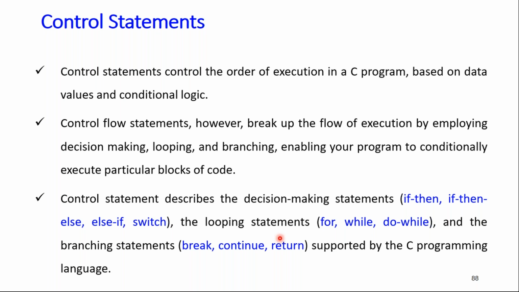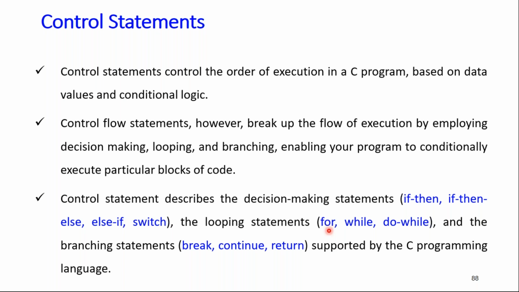The looping statements are also there, and they are different from control statements. Why? Because it is not going to control the statement. It is going to repeat the statement for n number of times. This is what we just saw for the for loop: for (i = 0; i < 50; i++).